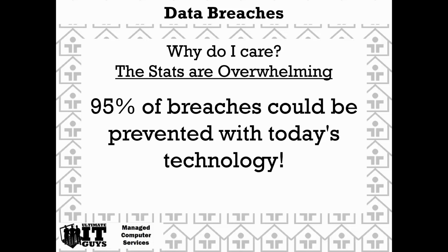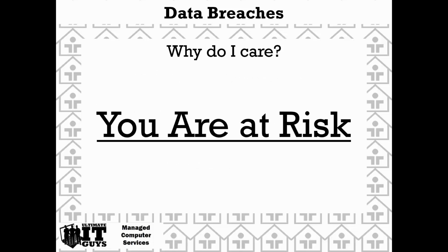Now the good news is 95% of breaches could be prevented with today's technology. I've even read some articles in the last few days that say that number's probably even higher, probably more like 97 to 98% of breaches could be prevented just by using the technology that's readily available today. What's our big takeaway? You are at risk. The information's out there. Most likely, most of us fall into one of those statistics, that our information is out there. So what are we going to do?